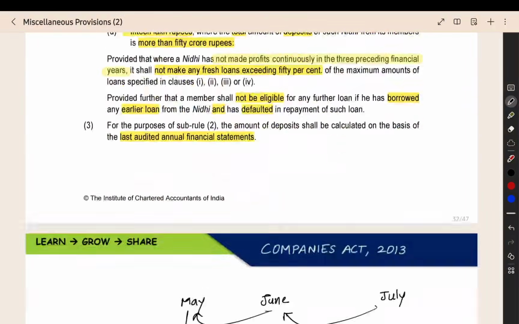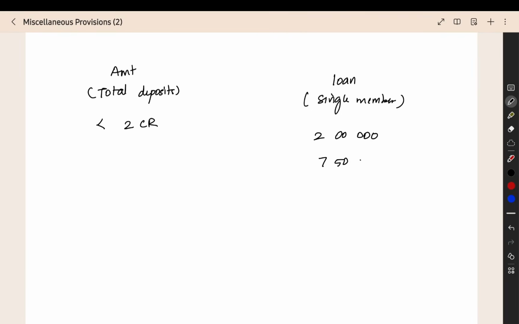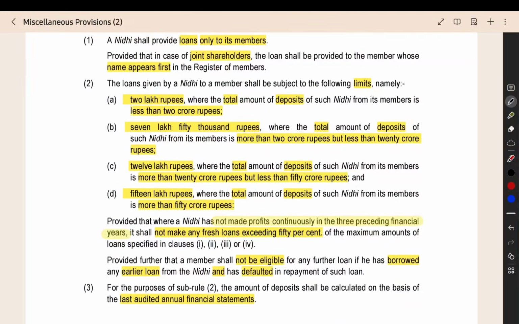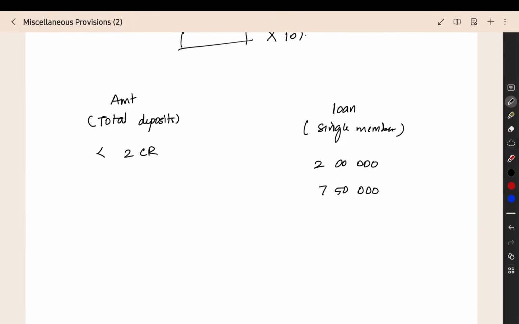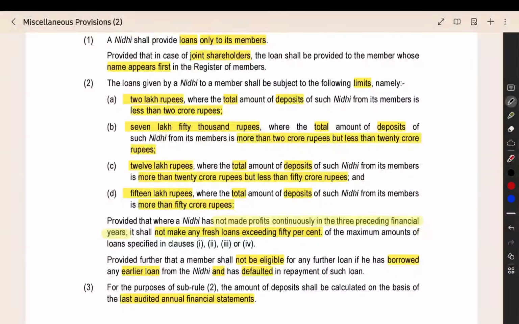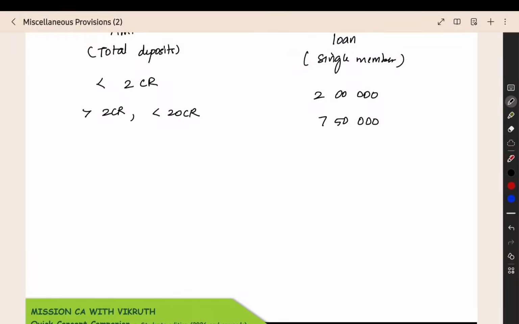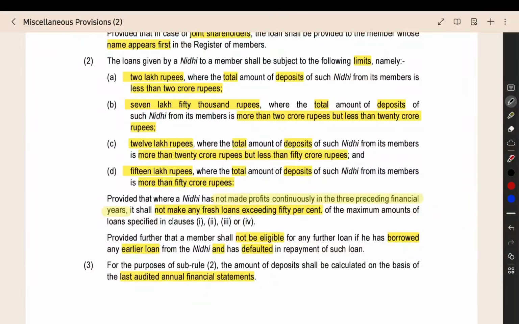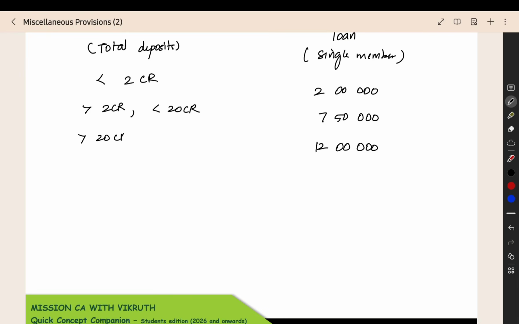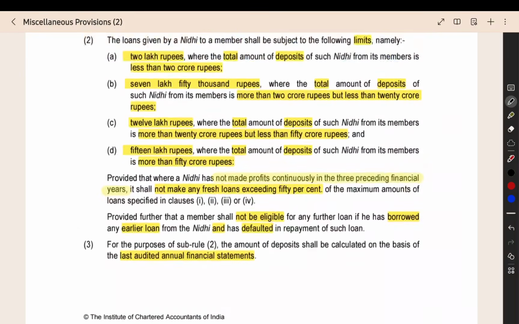Now 7 lakh 50,000 rupees. To a single member, they can give 7 lakh 50,000 rupees loan. When they can give it: if the total amount of deposit is more than 2 crore but less than 20 crore. Then you can give 7 lakh 50,000 loan to a single member. Then 12 lakh rupees you can give the loan. When you can give 12 lakh rupees loan: total deposits is more than 20 crore, less than 50 crore. Then you can give 12 lakh rupees loan to a single member.